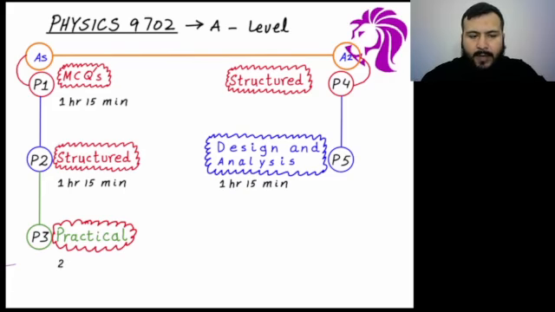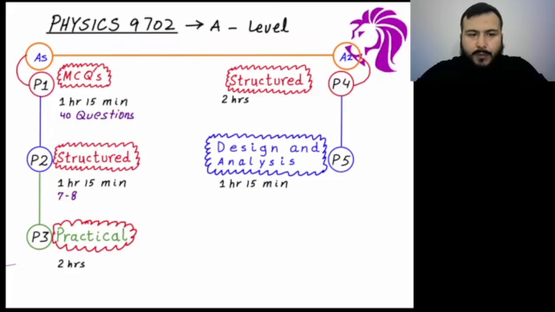But if I look at paper 3 and paper 4, they are 2 hours paper. Paper 3, you have been given 2 hours. Paper 4, you have been given 2 hours. So paper 3 is a practical paper in which you are going to be performing. Paper 4 is a structured question in which you are going to be writing descriptive answers.